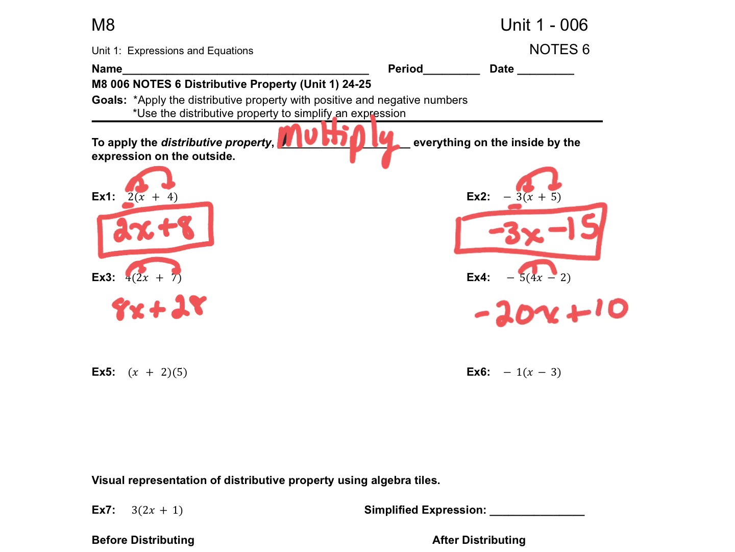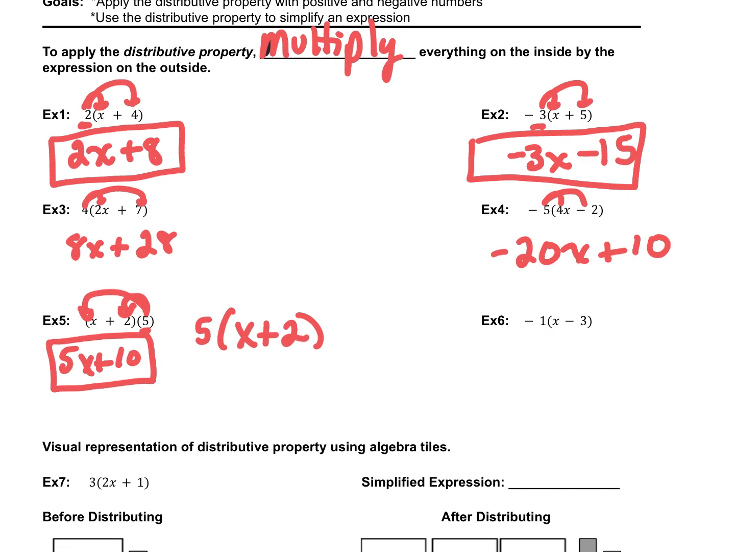And for number 5, the same thing happens. It doesn't matter whether you write this first number or term on the left or the right side. So I'm going to evaluate this by distributing, by multiplying everything inside the parentheses by what's outside the parentheses. If you don't like the way it looks, feel free to rewrite it like this and put the 5 in the front and then distribute it, okay?